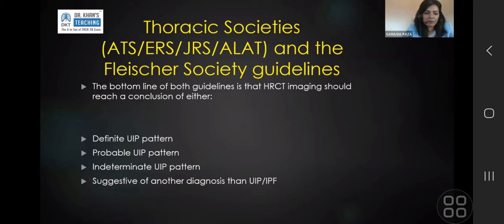The definite and probable UIP patterns are almost identical. There is only one difference between the two patterns, and that is honeycombing. We'll come to that in a bit. But these four categories are present in ATS and they're present in the Fleischner, so they're fairly similar in that sense.